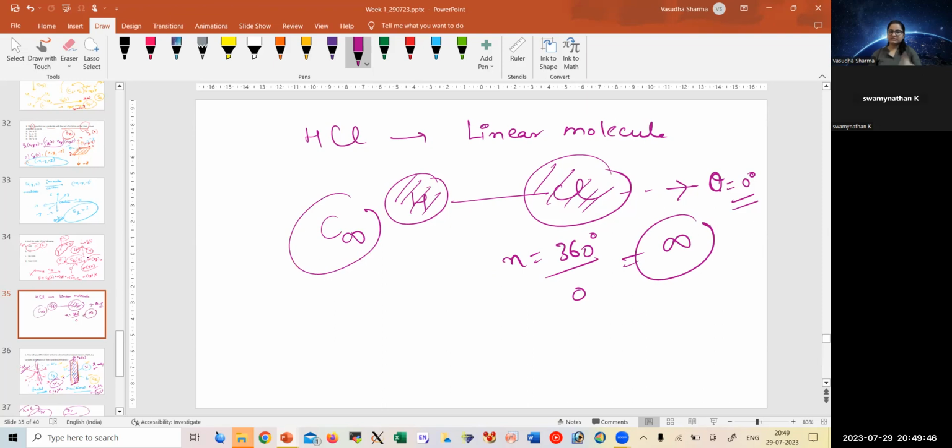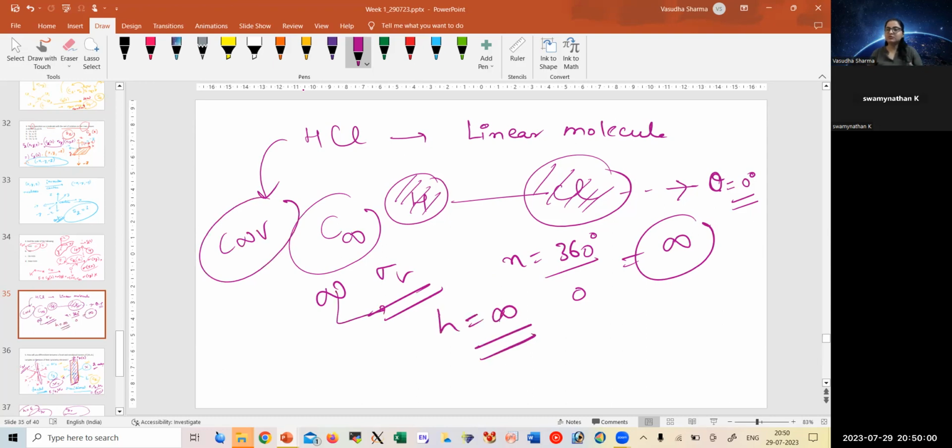When C infinity exists, we have infinite planes along the axis, so there would be infinite sigma v's also. So this molecule has the C infinity point group. And when something is infinite, the order is always infinite. There is nothing to calculate, because we can't calculate how many there would be. There is an infinite number.